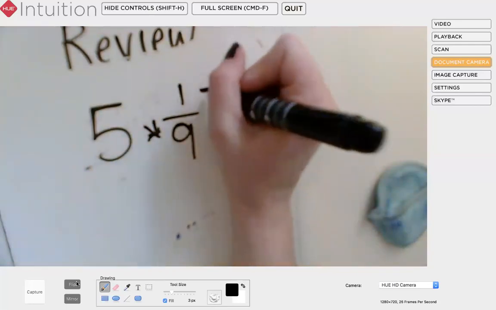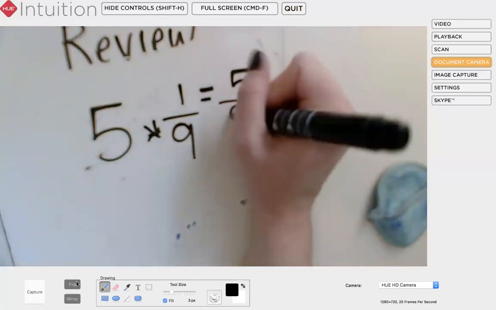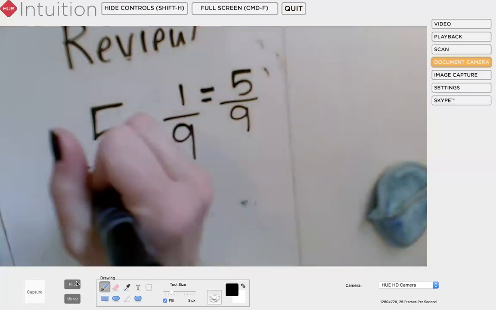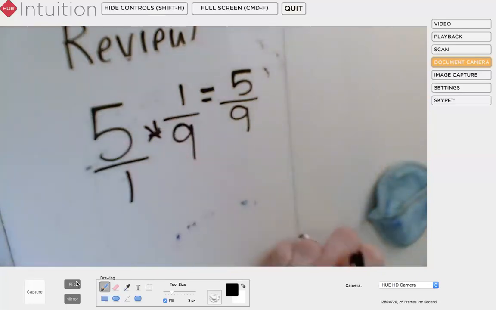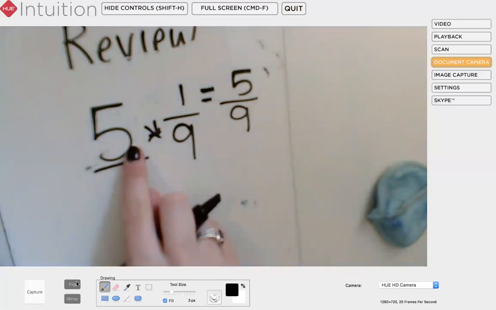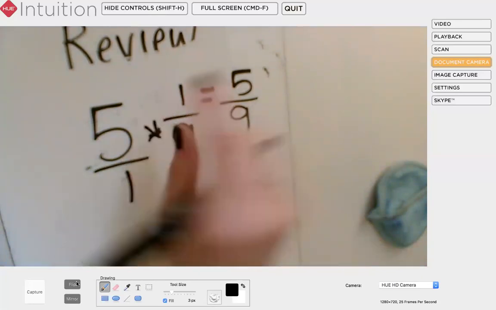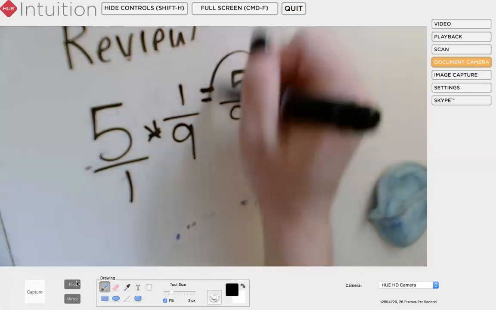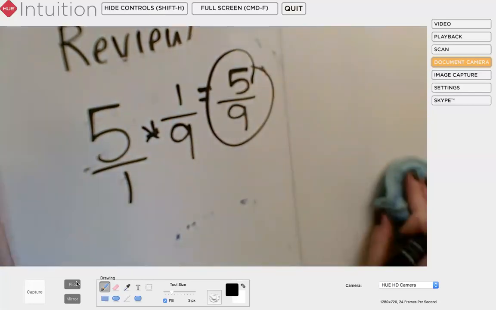All right, you should have had an answer of 5/9. 5/9 should have been your answer. When you see this whole number, you should have had 5/1, which made it a fraction. Now I would multiply my numerators. 5 times 1 should have given you 5, and 1 times 9 should have given you 9. So your answer of 5/9.